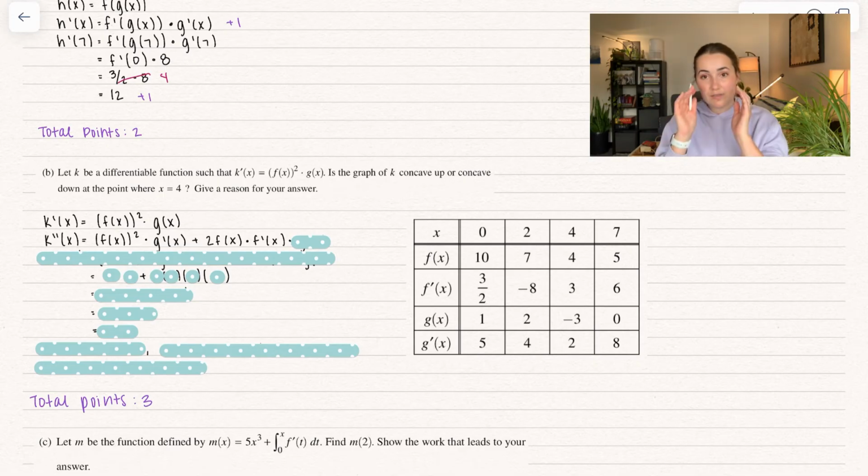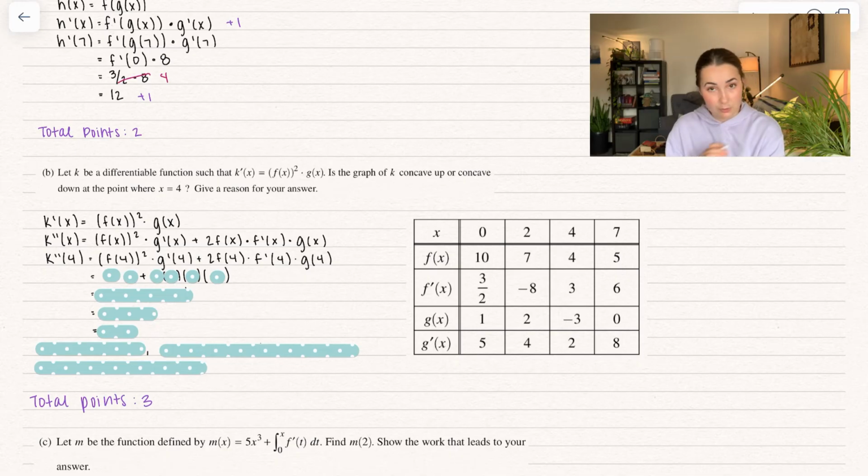So we take the derivative of the outside. We do exponent rule. We bring the 2 down, so 2 times f of x. And we multiply by the derivative of the inside, which is f prime of x. And now we need to multiply by the second, which is just g of x. Now we're evaluating this at x is equal to 4, so we can just plug in 4 everywhere.